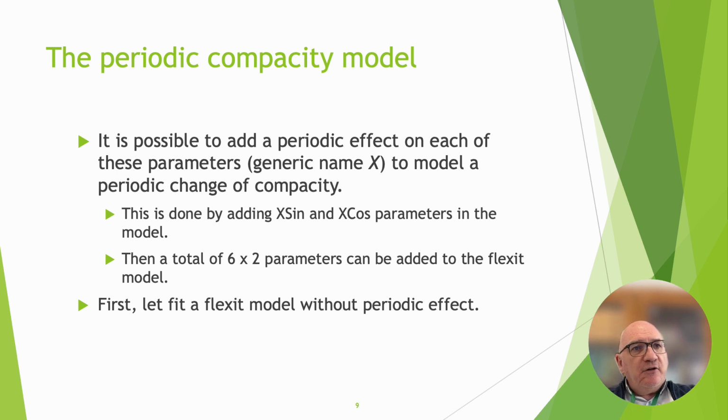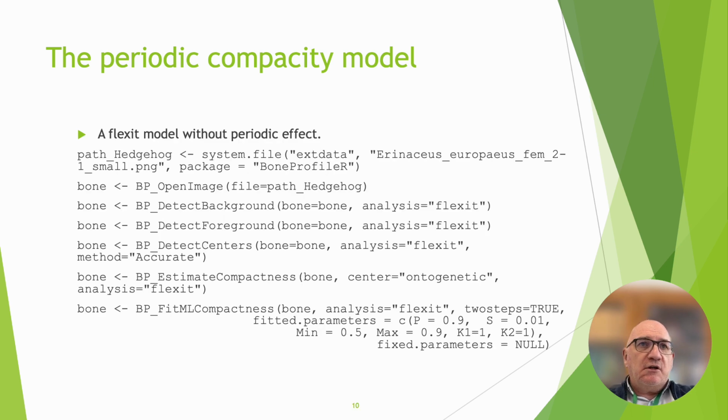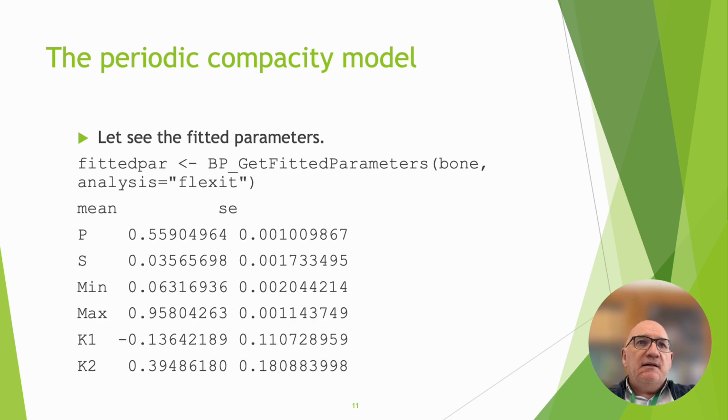We will do this. First, we fit a fixed model without periodic effect. This is similar code to what we have seen previously, and you see that we fit directly a fixed model. We do not go by logistic and then fixed. Okay, let's see the fitted parameters. With the function get fitted parameters, we have the values for P, S, min, max, K1, K2, and the standard error for each of these parameters.